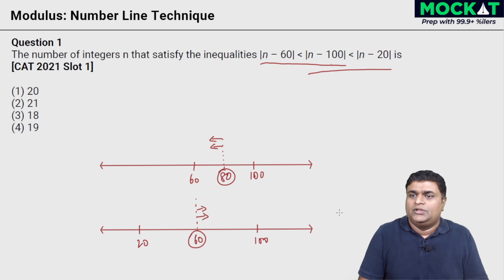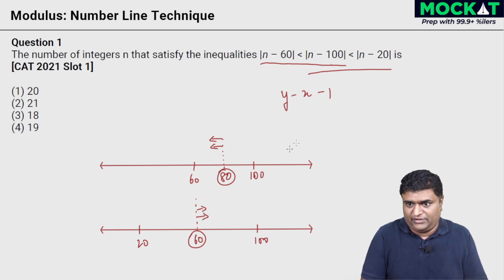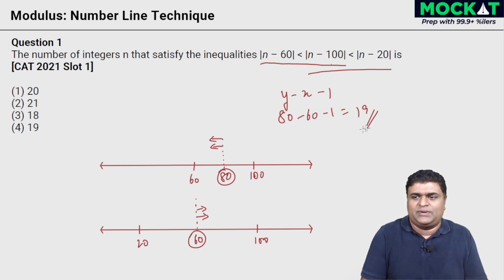That's it. So what are the integer values which satisfy? Everything between 60 and 80 and less than symbol, not less than equal to. So therefore the formula is y minus x minus 1. Remove 1, right? If both are excluded. 60 and 80 are not to be included. 80 minus 60 minus 1. That comes to 19. That's it. Apply this concept along with this and you answer them so quickly.